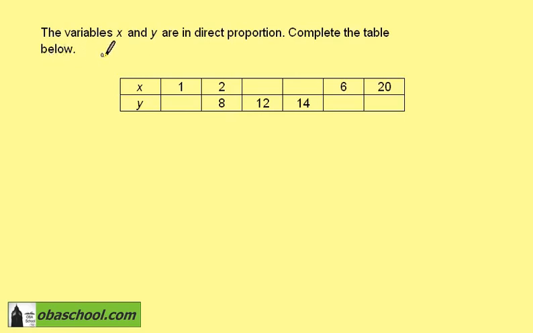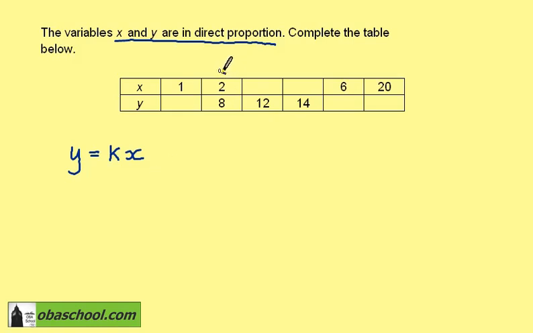The variables x and y are in direct proportion. We want to complete the table below. If x and y are in direct proportion, as we've seen in previous examples, that means that y must be equal to k times x, where k is the constant of proportionality which we need to find.